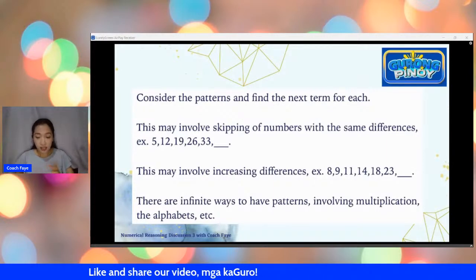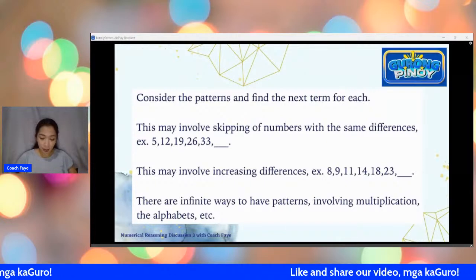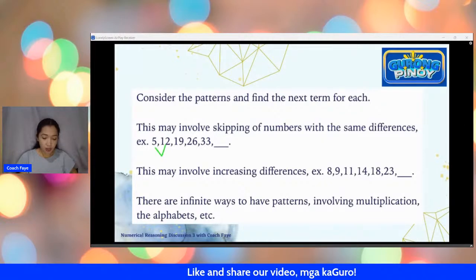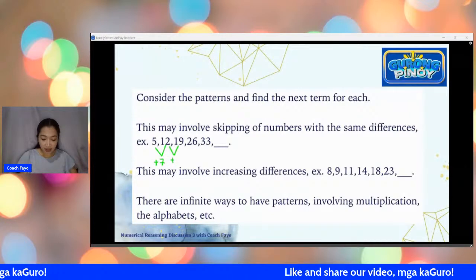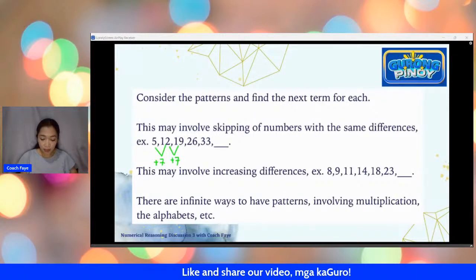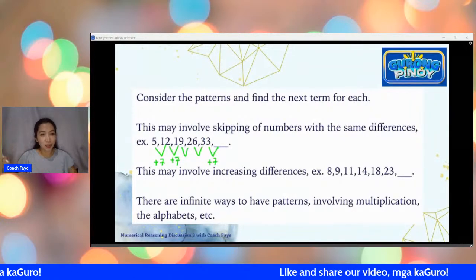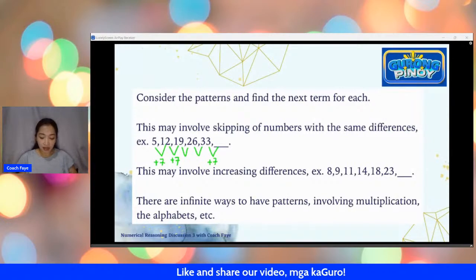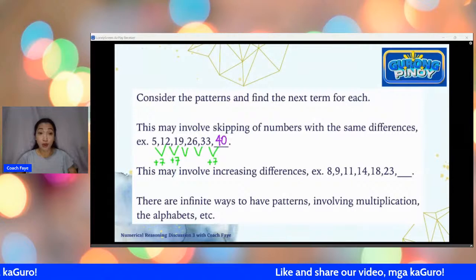As you can see in these numbers here, from 5 to 12, what happened is we just added 7. The next number, we also added 7. The same for the succeeding item. So we expect that for the last item, we will also add 7, because it's consistent. Just keep on adding 7 all the time. And so we expect that our answer here will be, correct, Von, June, the answer that we're expecting here is 40.